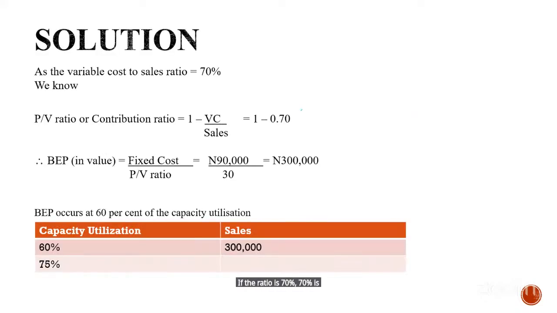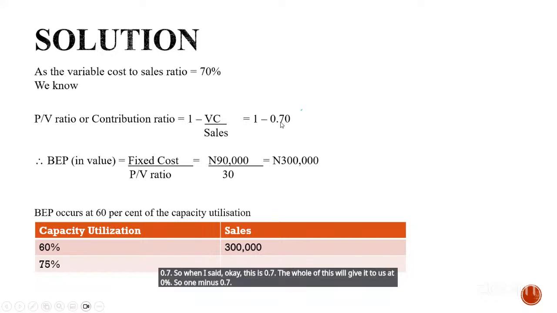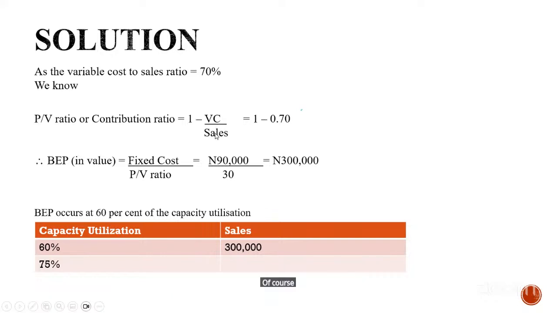0.7, right? So we now say, okay, this is 0.7. Is the whole of this going to give us 0.7? So 1 minus 0.7. Of course, the VC over sales is 0.7. That is 1 minus 0.7. Now, the break-even point in value will be fixed cost divided by PV ratio.